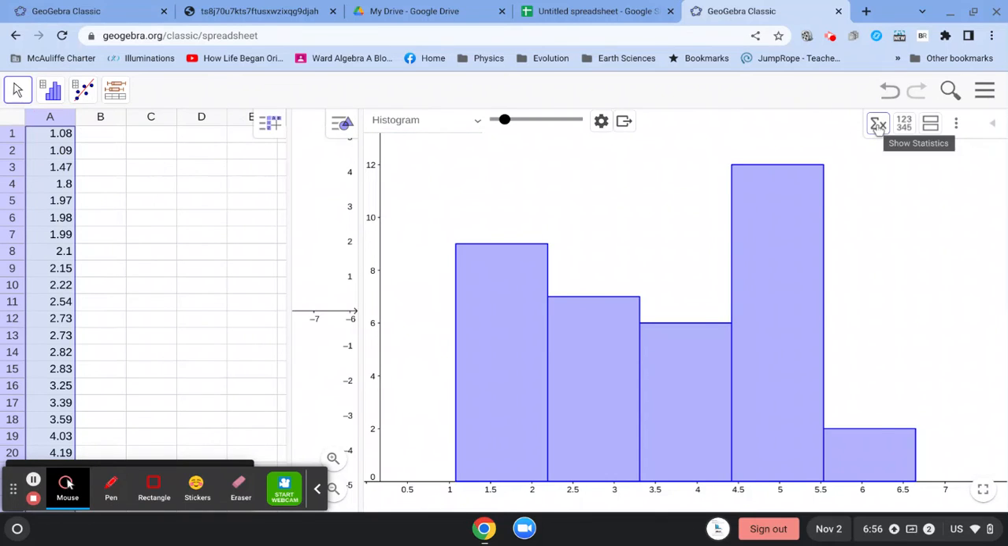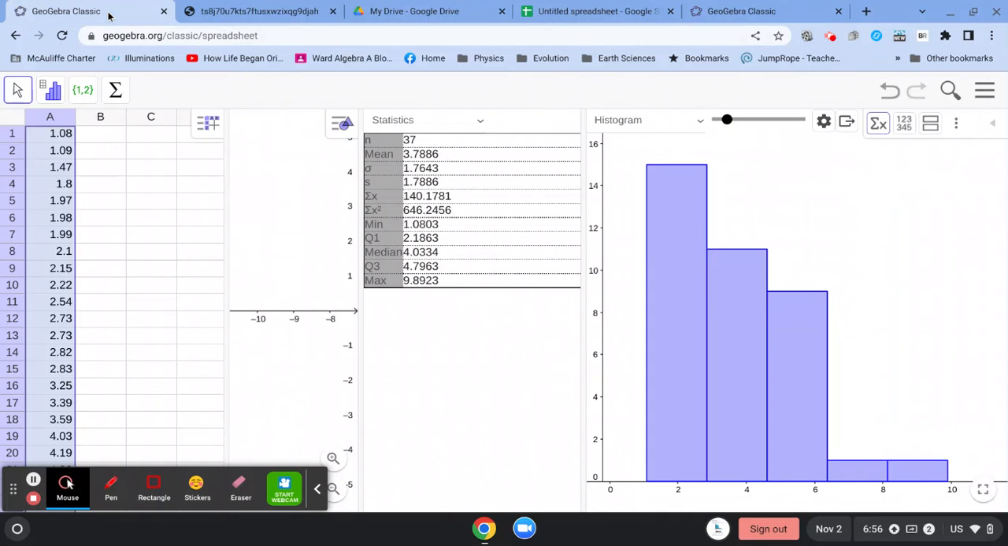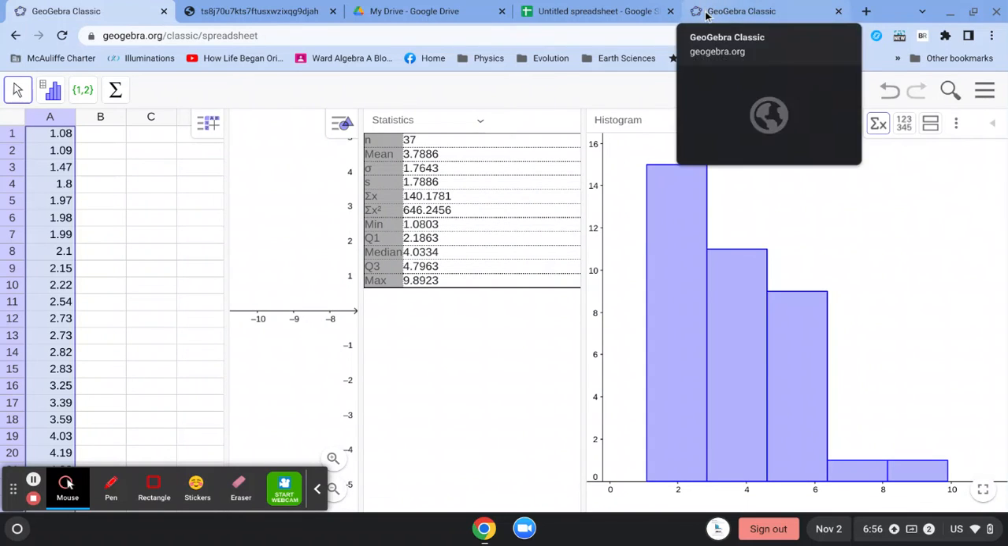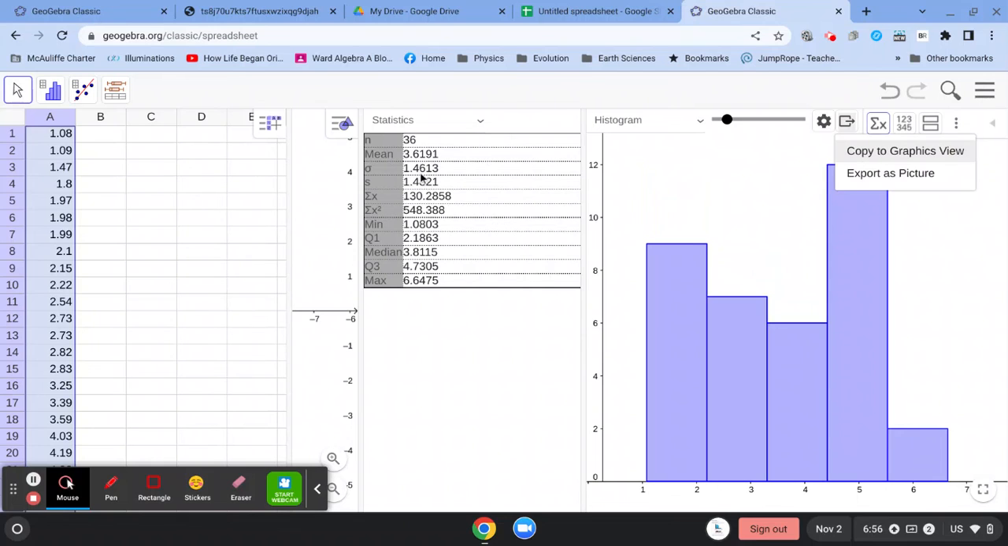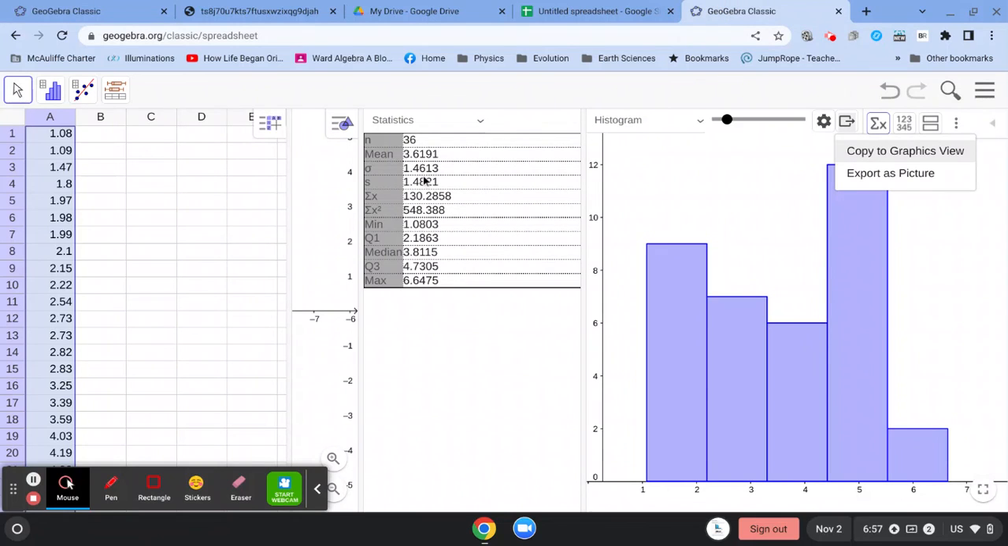I go over here to the summation function, and we look at the new mean, which is 3.619. The old mean was 3.7886. So the old mean was a little bit higher. Now we look at the new standard deviation of 1.46. The old one was 1.76. You can also compare the standard deviation for sample if you like. The median for the old one is 4.0334. The new median is now 3.8115.